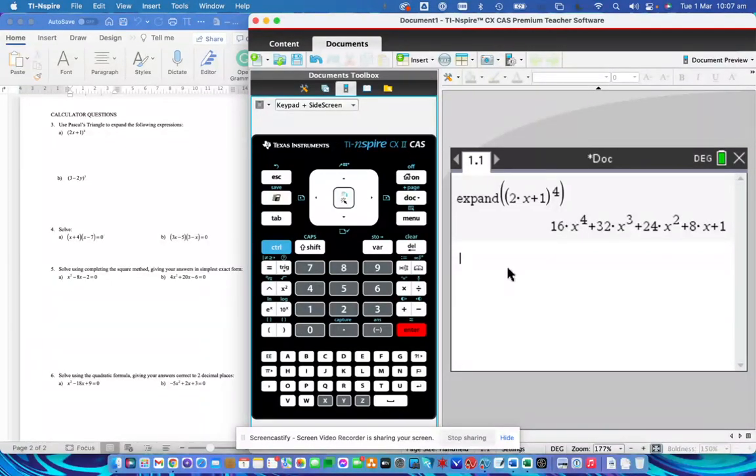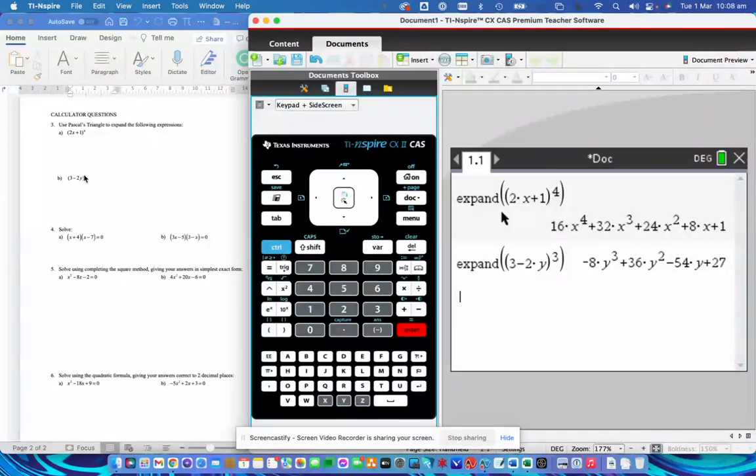Okay, next thing is 3 minus 2y cubed. So I'm going to type it in this time, expand, and then in brackets, I'm going to go 3 minus 2y, close brackets, and cube. And I'm not going to put in that final bracket this time, and you'll see it does it for me. Note the way it writes it out, though, minus 8y cubed plus 36y squared minus 54y plus 27.